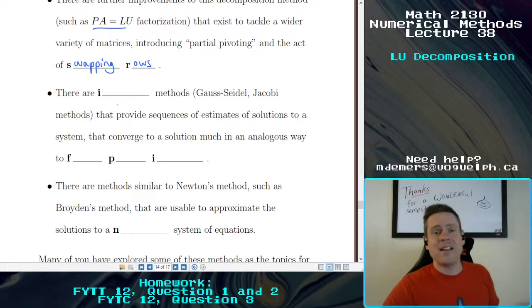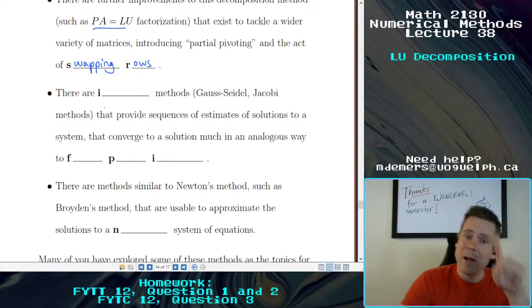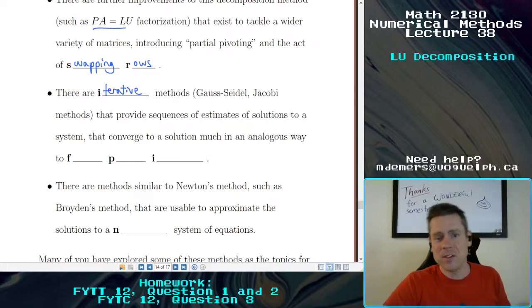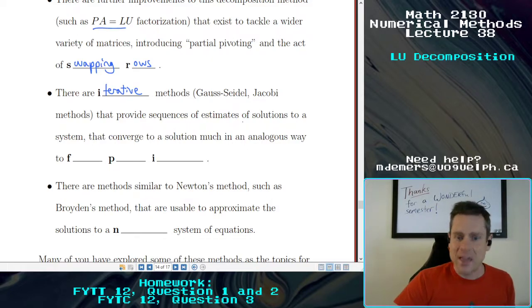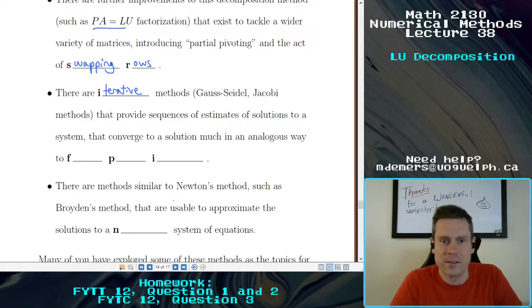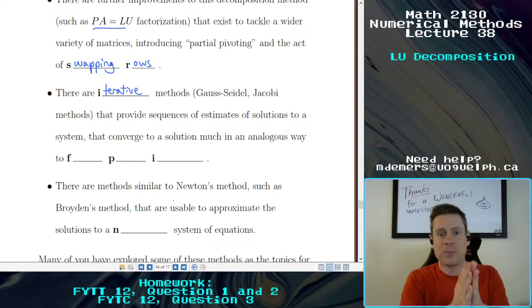Another approach that's completely different, but is something that's sort of familiar and really darn cool, is that there are iterative methods. A couple of examples of these are Gauss-Seidel and the Jacobi method, and these provide sequences of estimates of solutions to a system that converge to a solution. I want you to think back to when we were talking about fixed point theory early in the semester. Iterating a function again and again can make a sequence of estimates that converge towards a fixed point.